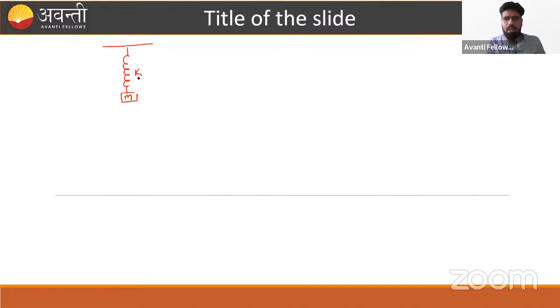So what is the first step? The first step is that we have to find the equilibrium or mean position. Can anybody in this class tell me how we can find the equilibrium or mean position? Please tell me, come on. Anybody? What is the procedure?